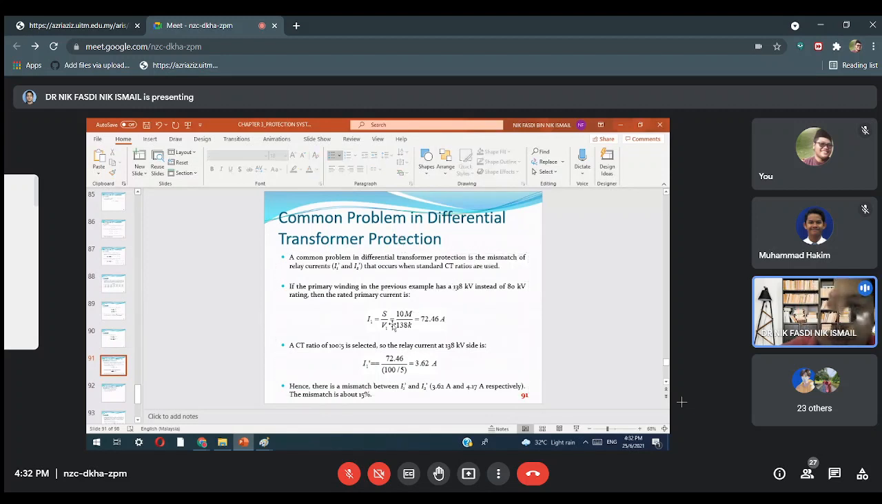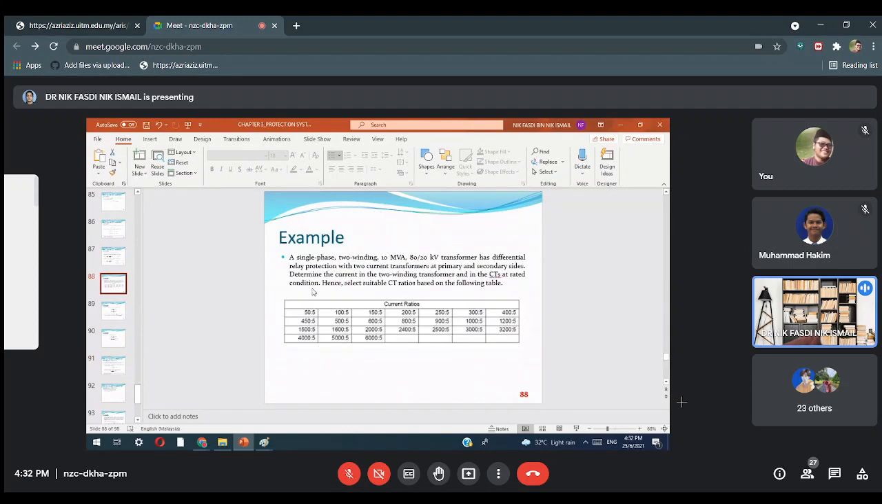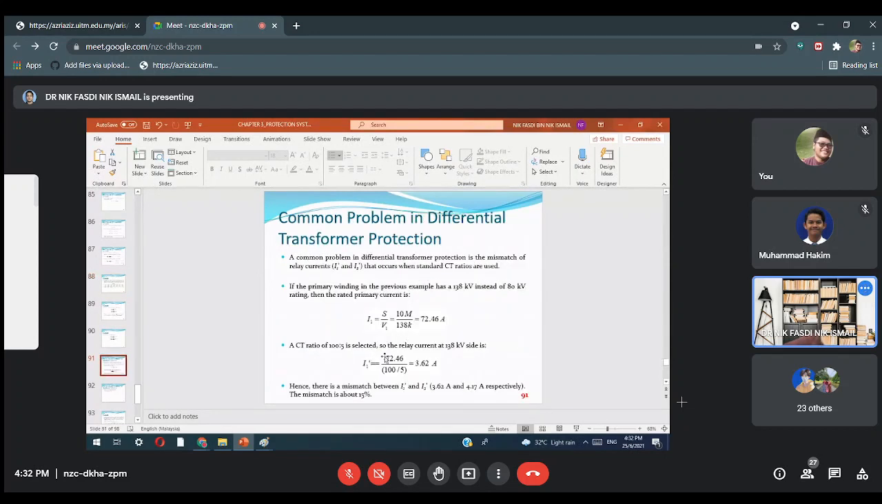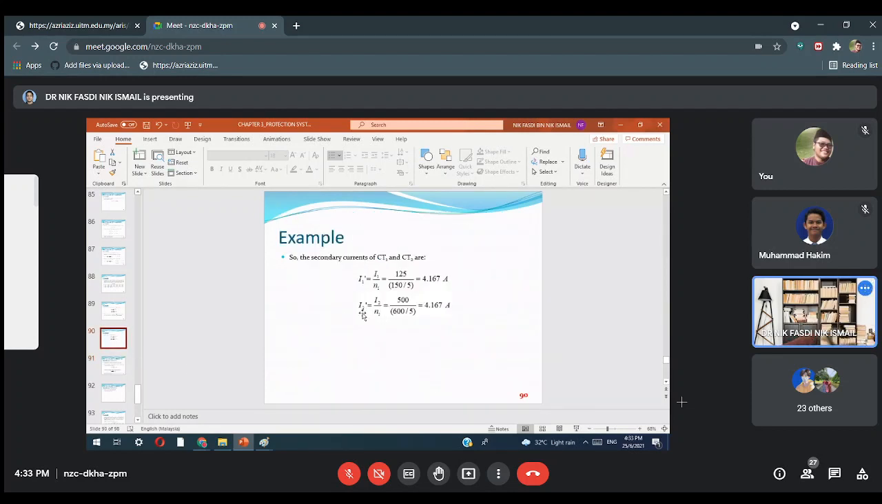If you use 138 kV, you kira the currents then 72.46, and then kalau you select 100 over 5 because the value of 72.46 you refer to the table. Yang inilah kan mesti you pilih yang ni because dia ratio is 100/5, dia greater than 76. Okay, what happen is bila you kira the I1 prime, you dapat 3.62. Kan? Tapi kalau you look back, kalau I2 prime is 4.176, dia dah ada mismatch kat situ.